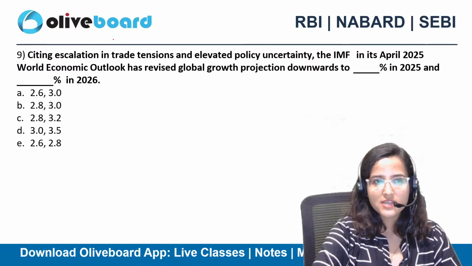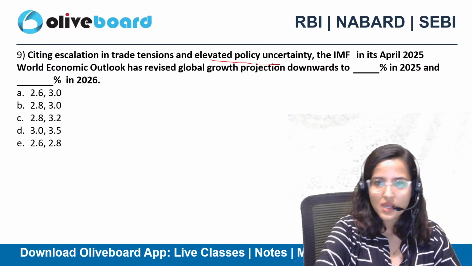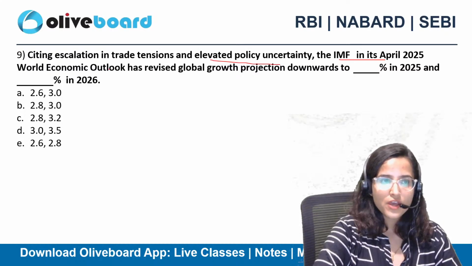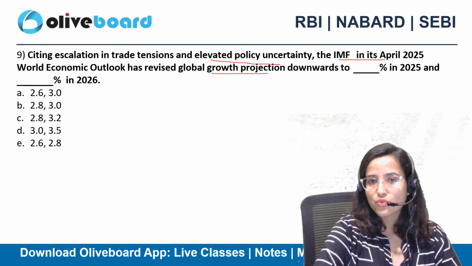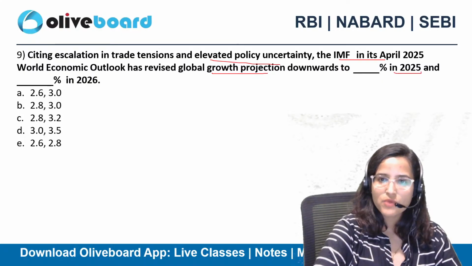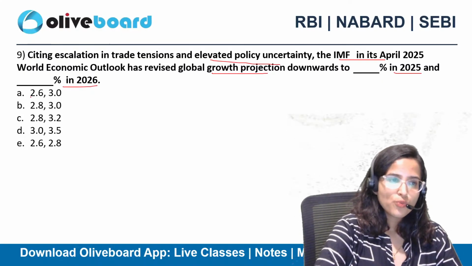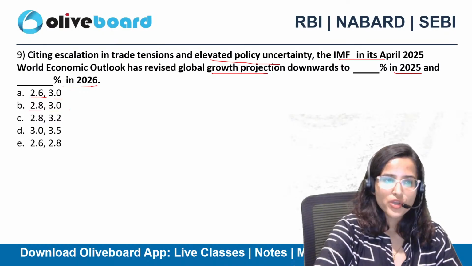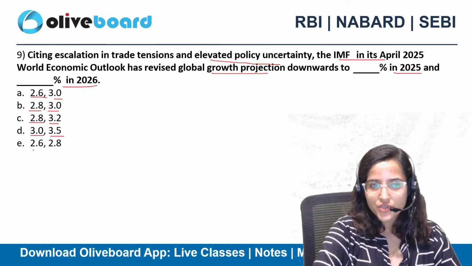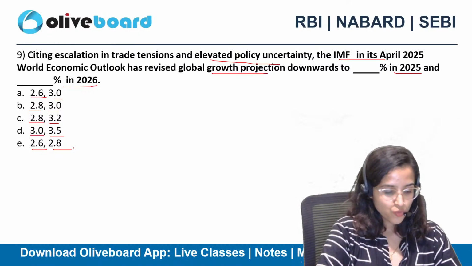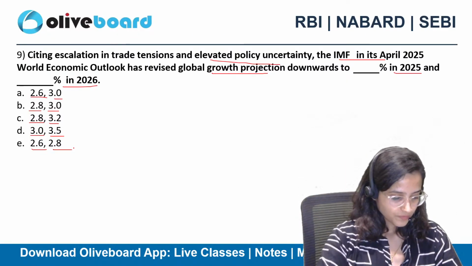Ninth question. Citing escalation in trade tensions and elevated policy uncertainty, IMF in its April 25 World Economic Outlook has revised global growth projection downwards to dash percent in 2025 and dash percentage in 2026. The options: 2.6, 3; 2.8, 3; 2.8, 3.2; 3, 3.5; or 2.6, 2.8. Question number 9.